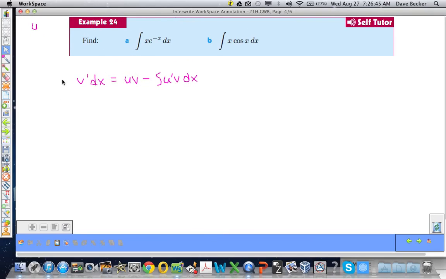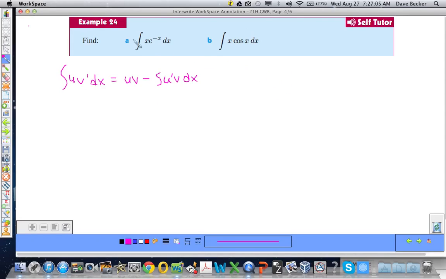And, oh, the u didn't come, so I'll just put that in there. And I didn't get the integral of u v prime. Okay, so there's our formula. Clearly we need u, we need v, we need u prime, and we need v prime. Okay, so here we go.